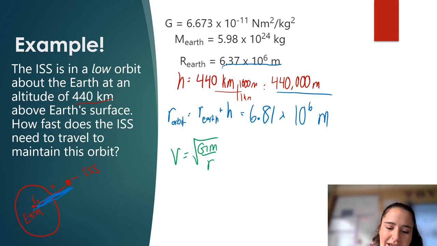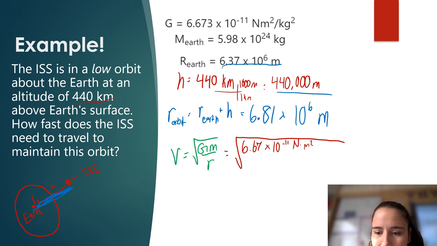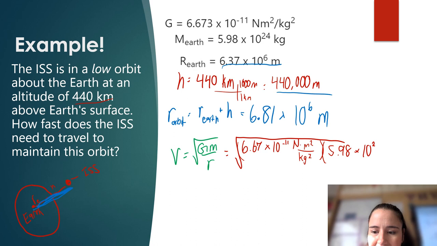G is the universal gravitation constant, 6.67 times 10 to the negative 11 newton meter squared per kilogram squared. Times the mass of the Earth, the central body that it is orbiting, 5.98 times 10 to the 24th.